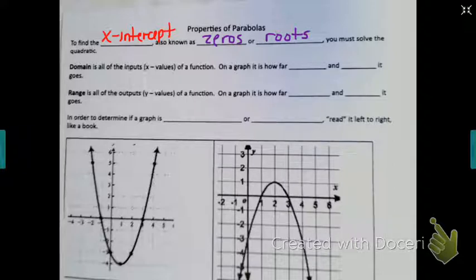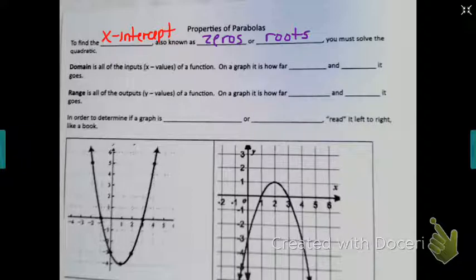So next is domain and range. Domain and range has to do with when you're looking at the graph, it's kind of like how far left and right does the graph go and how far up and down does the graph go. Okay? Are there places in the graph where it stops? Are there places where maybe it keeps going up forever but it stops? That's what domain and range is talking about.